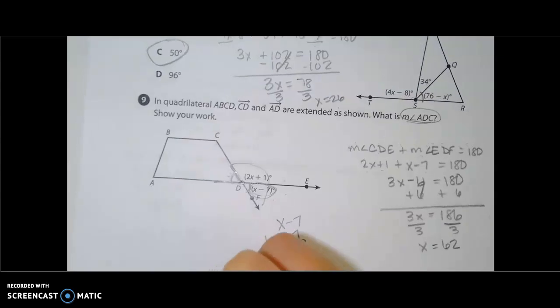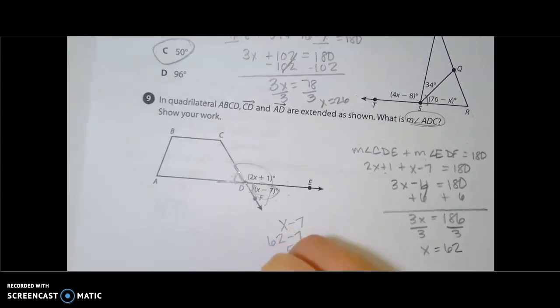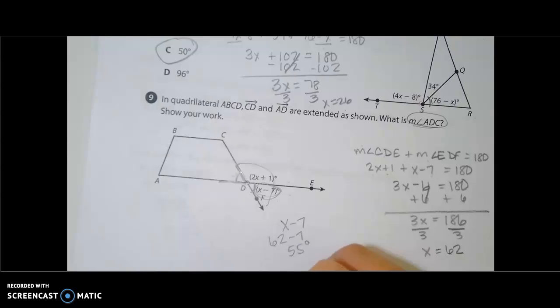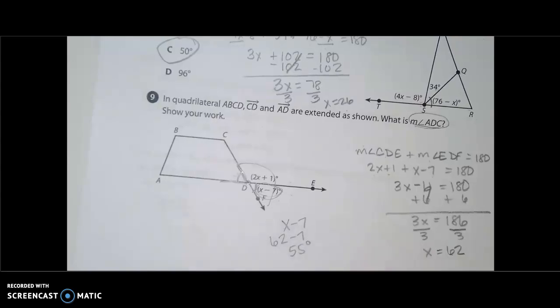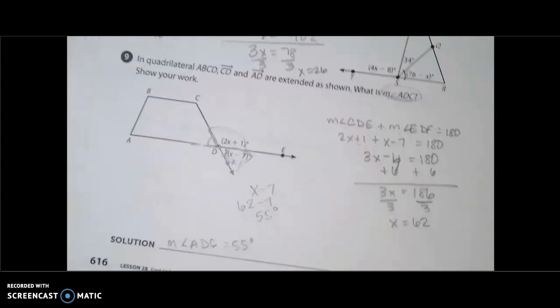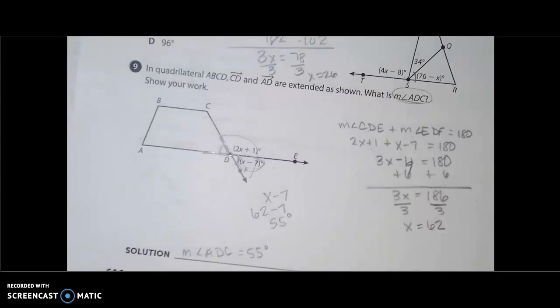So the measure of angle ADC equals 55 degrees. And that is the work that goes along with it. Again, we're looking for supplementary angles or straight angles, so what angles add to 180, or how can I use vertical angles to get what I need.